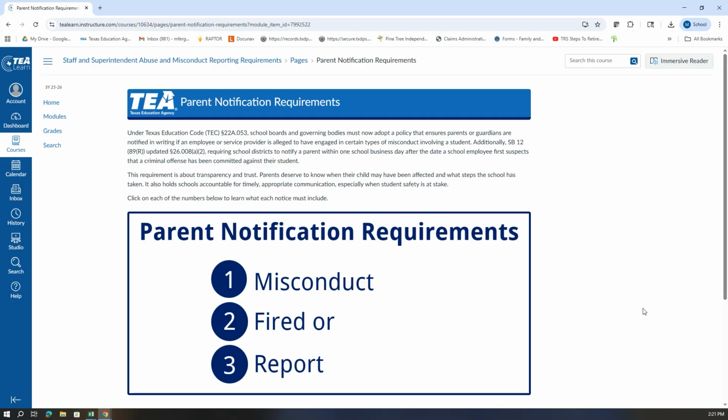This requirement is about transparency and trust. Parents deserve to know when their child may have been affected and what steps the school has taken. It also holds schools accountable for timely, appropriate communication, especially when student safety is at stake.